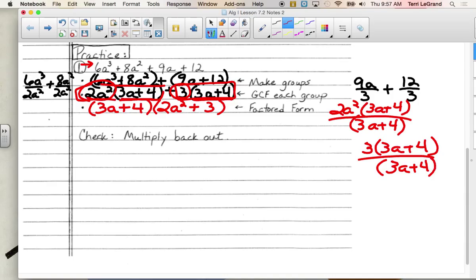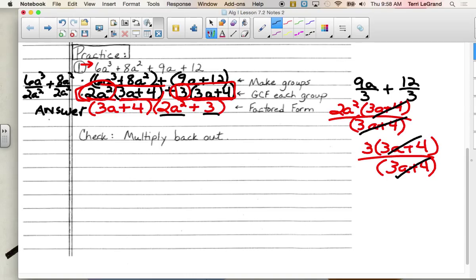So notice what happened. These cancel, and we have 2a squared. These cancel, and we have 3. So this is our final answer right here. This is our answer: 3a plus 4, that binomial, times the binomial 2a squared plus 3.